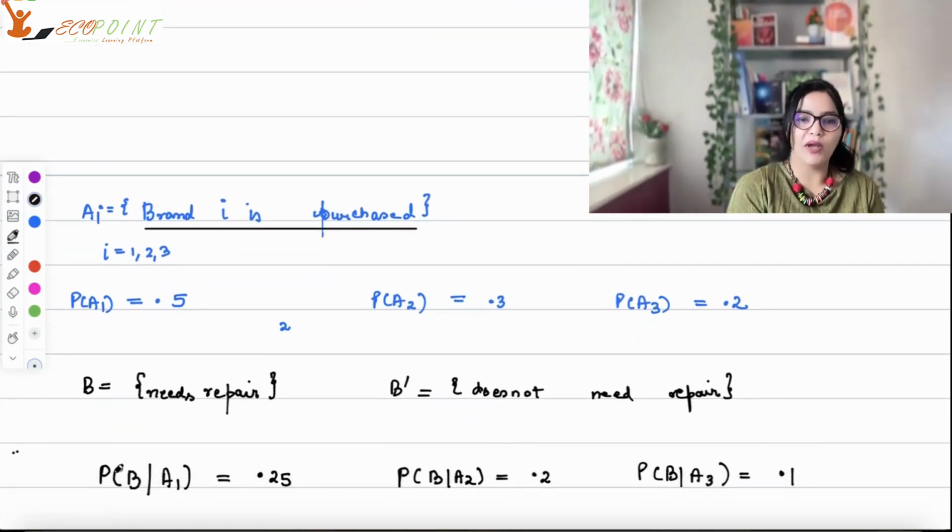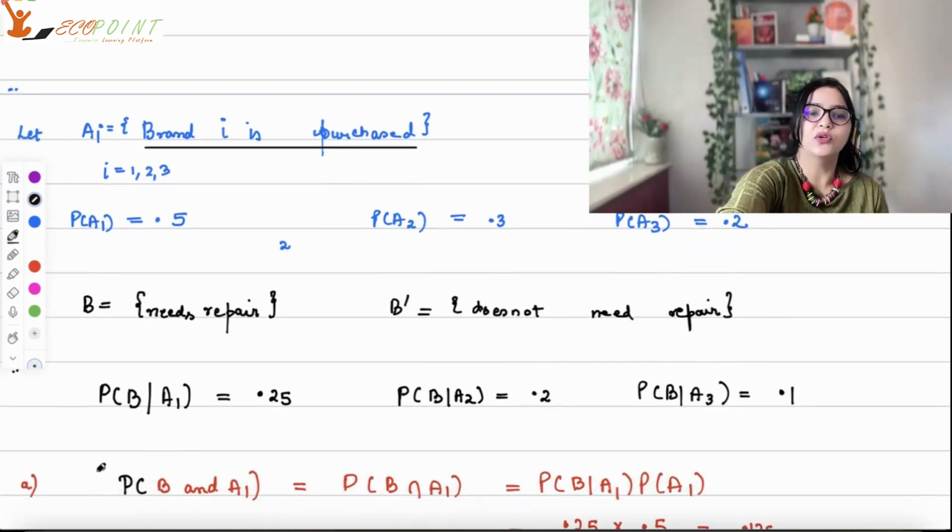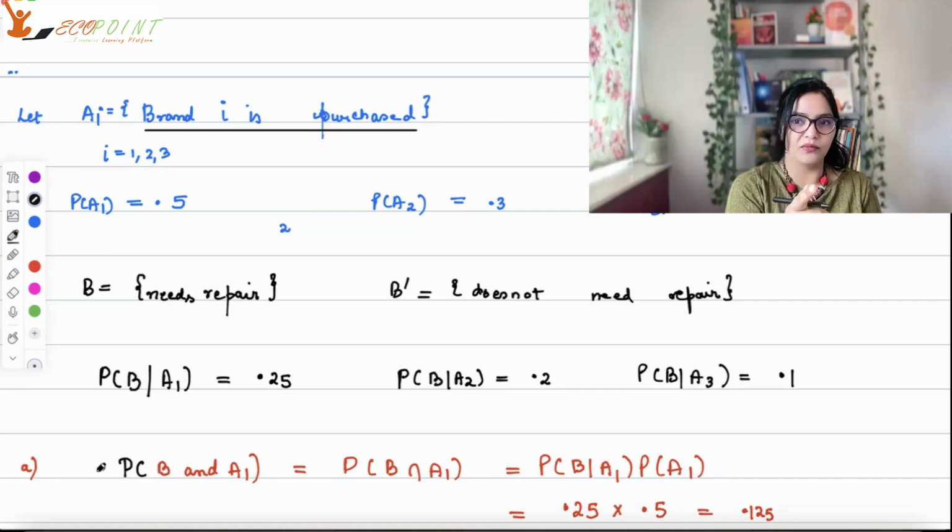And what has been provided to us are the probabilities regarding needs repair. Given it's brand 1, it's a 25% chance. Needs repair given it's brand 2, it's 20%. Needs repair given it's brand 3, it's 10%. So what we have to find out in the question is: what is the probability that a brand 1 DVD player needs repair?